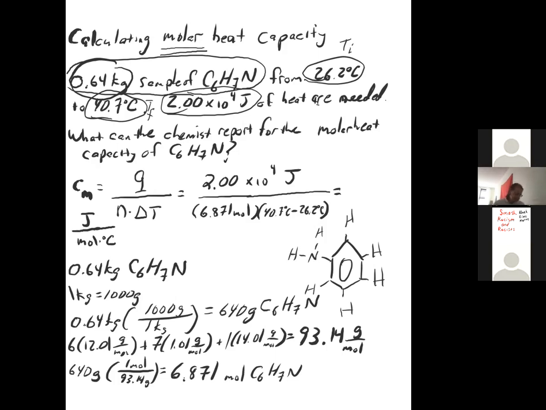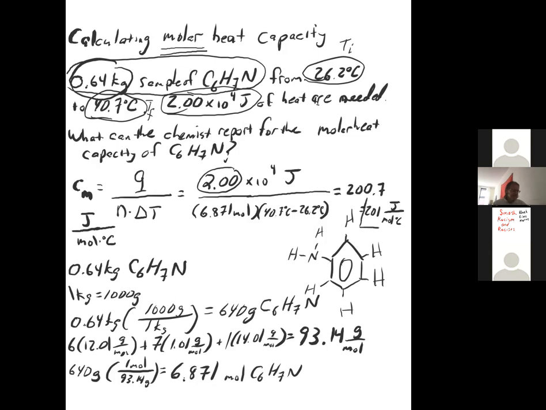So 2 times 10 to the 4 is 20,000. Divide that by 6.871. Divide that by, let's see, what is that temperature? That's 14.5. So it looks like it's about 200. Actually, it's 200.7, but we're only justified in putting 3 significant figures here. All the numbers have 3. So let's round it to 201. And so that would be joules per mole degree C.